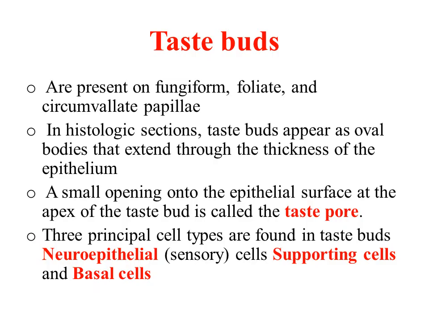Taste buds, as I said, are present in the fungiform, foliate, and circumvallate papillae. On histological section, taste buds appear as oval bodies that extend through the thickness of the epithelium. A small opening onto the epithelial surface at the apex of the taste bud is called the taste pore.